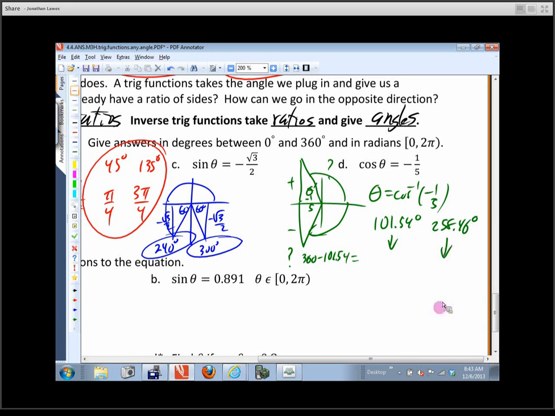And each one of those would have a radian equivalent. What do I multiply by to change from degrees to radians? Pi over 180 degrees. So I'd multiply both of those by pi over 180 degrees, and that would change it. Okay? I'd expect an answer that's a little bit bigger than 1.57 here, and I'd expect an answer that's a little bit less than 4.7 there. Okay? All right, any questions?